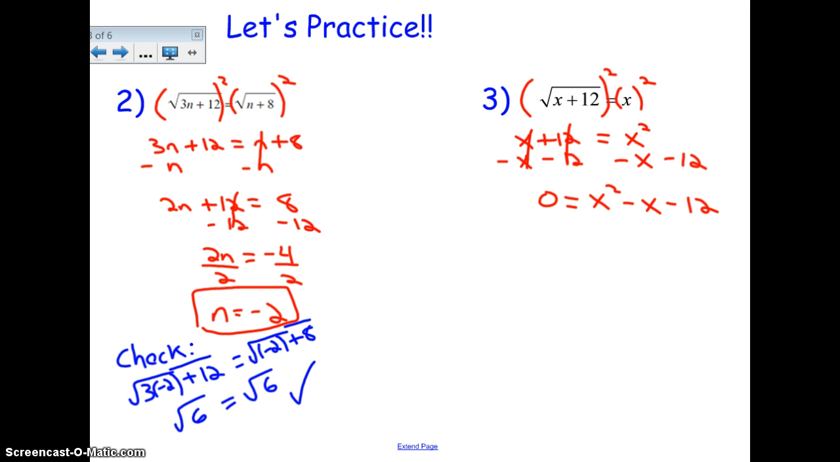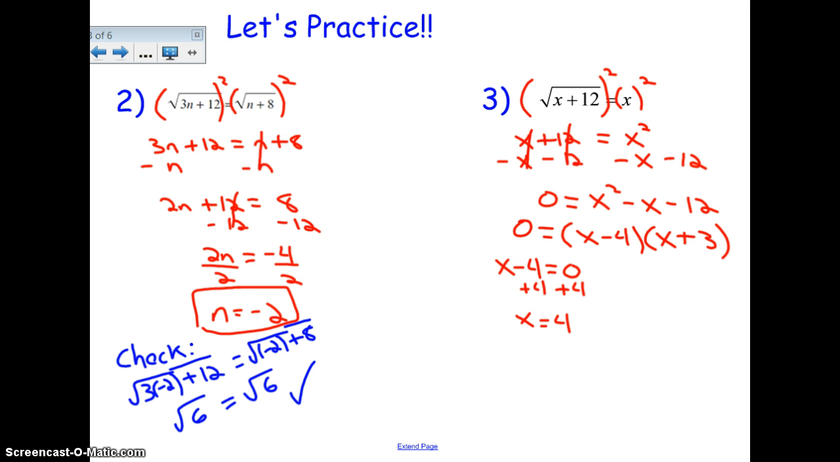And now what we're going to do is, since we have 0 equals x squared minus x minus 12, I'm going to factor that. It's a trinomial where a is 1, so that's going to be x minus 4 times x plus 3, because negative 4 times 3 is negative 12. Negative 4 plus 3 is negative 1. So now that it's factored, we're going to set both factors equal to 0 and solve. So we say x minus 4 equals 0. Solve for x. We get x equals 4.